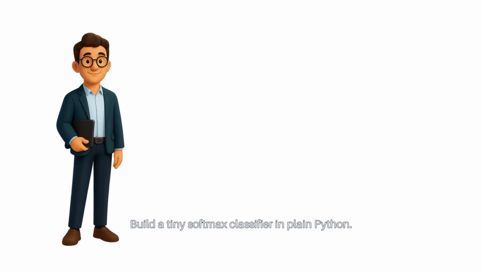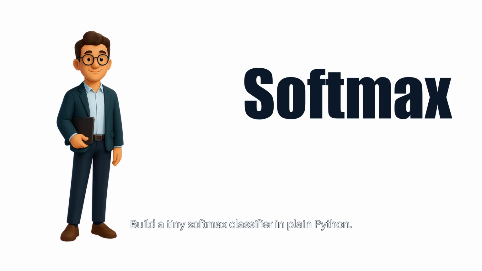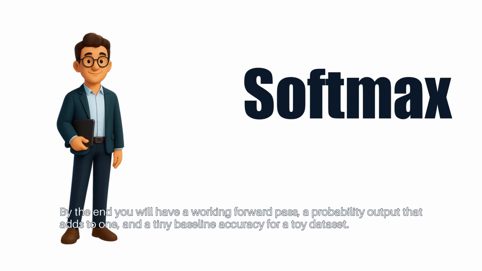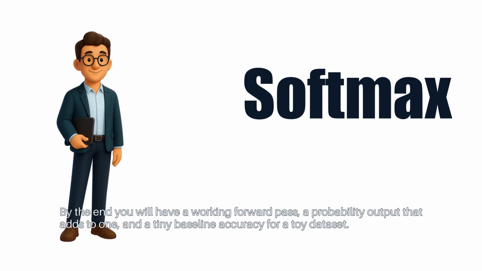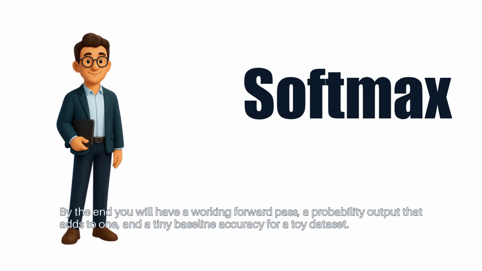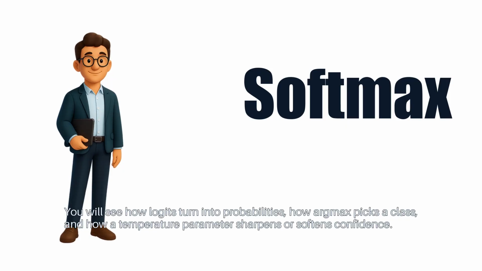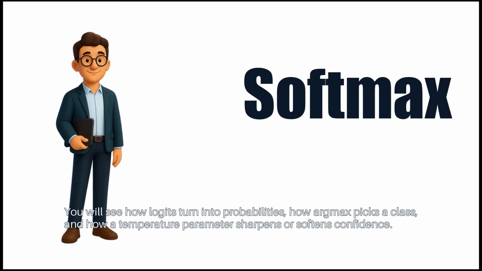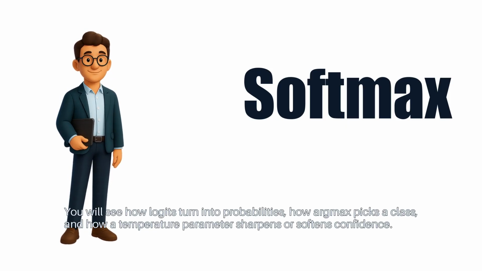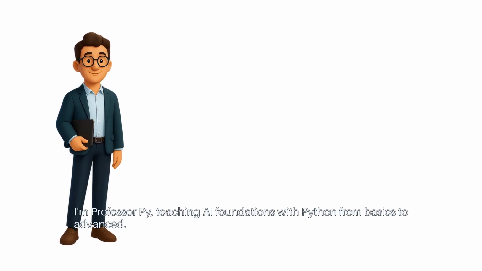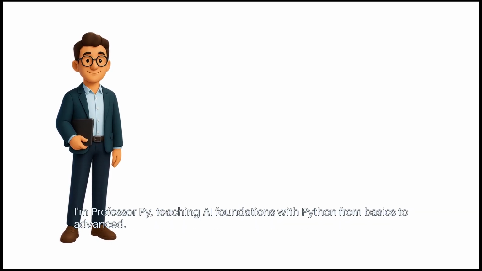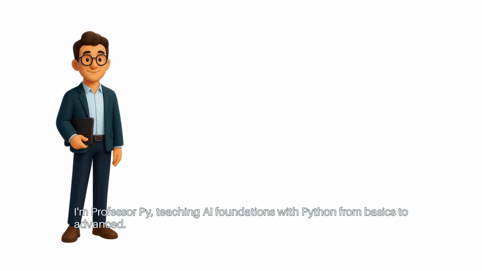Build a tiny Softmax classifier in plain Python. By the end, you will have a working forward pass, a probability output that adds to 1, and a tiny baseline accuracy for a toy dataset. You will see how logits turn into probabilities, how argmax picks a class, and how a temperature parameter sharpens or softens confidence. I'm Professor Pi, teaching AI foundations with Python from basics to advanced.